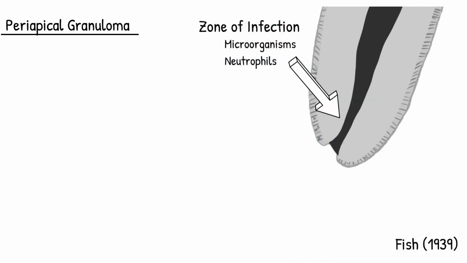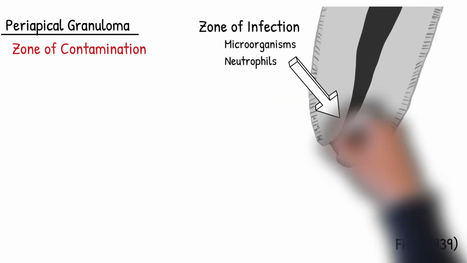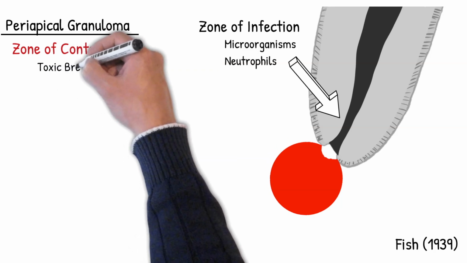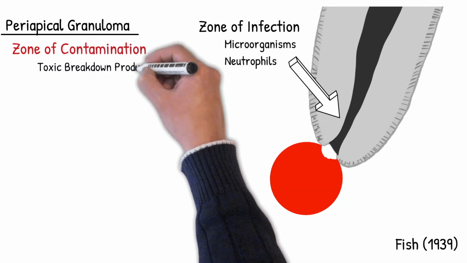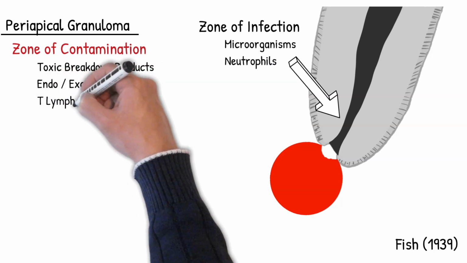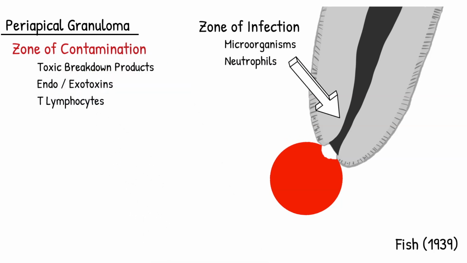Outside of the zone of infection, we find the zone of contamination, which includes toxic breakdown products of the microorganisms that have been destroyed by the neutrophils. Also present are endotoxins or exotoxins, which are also often those breakdown products. We also have what Fish refers to as round cells, which we more commonly know today as T lymphocytes.